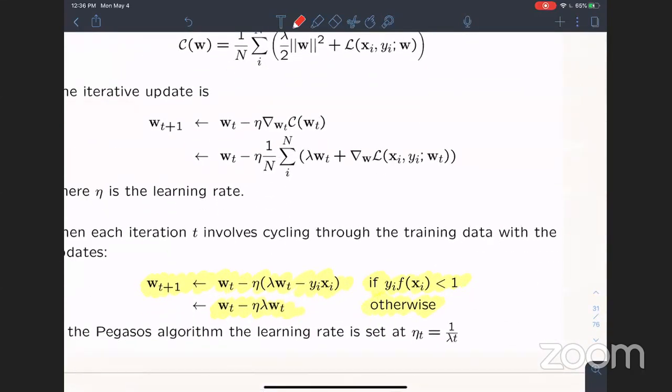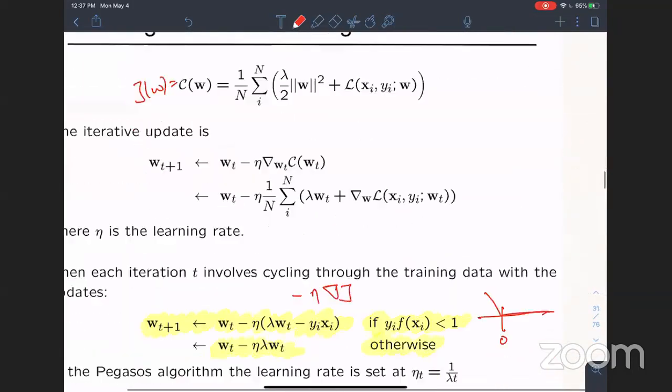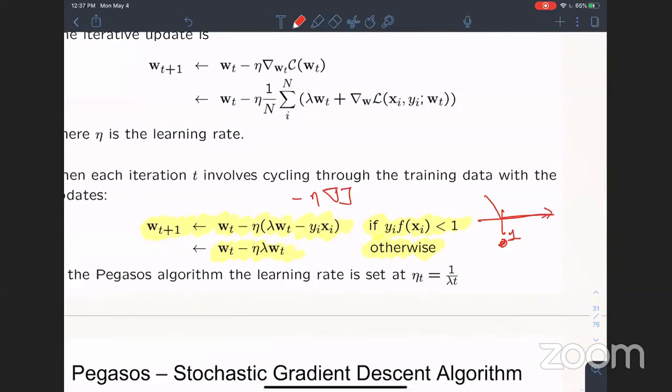It's again nothing fancy. W_{t+1} is W_t minus eta times the gradient of J(W), what we have been learning. So there are now two parts of this update. If your y f(x) is less than 1, which means in this line, this was y f(x), and this was 1, right? This is y f(x), and this was my error.